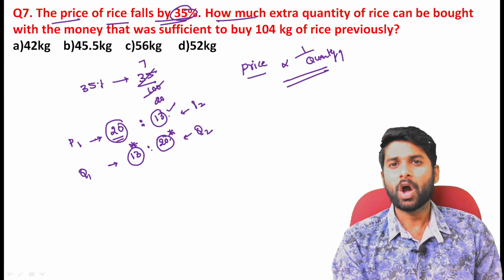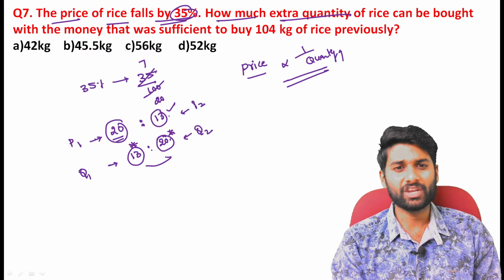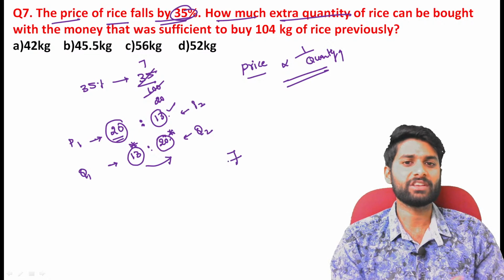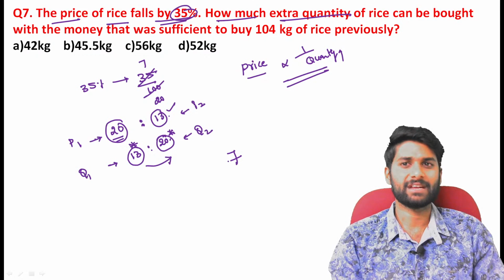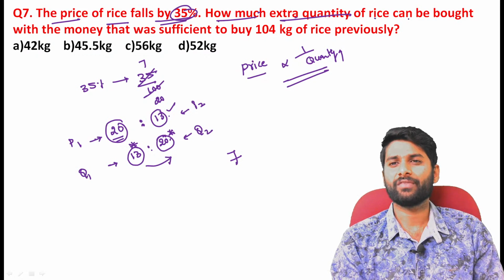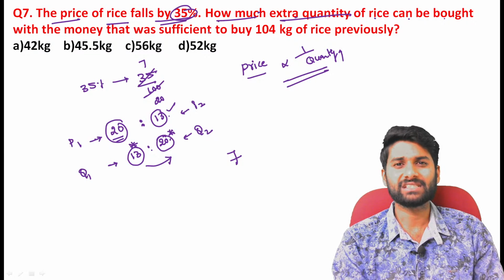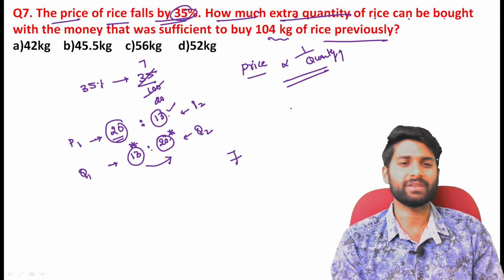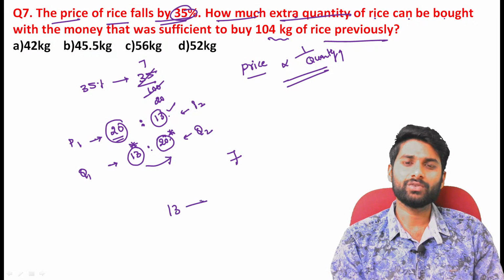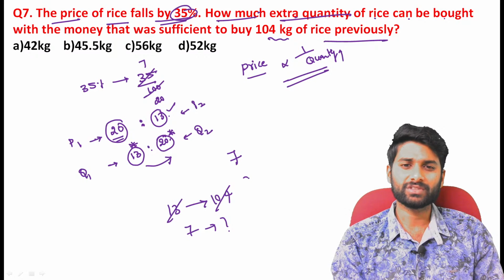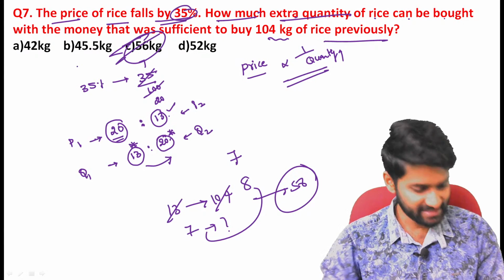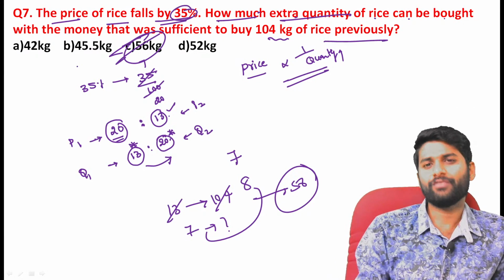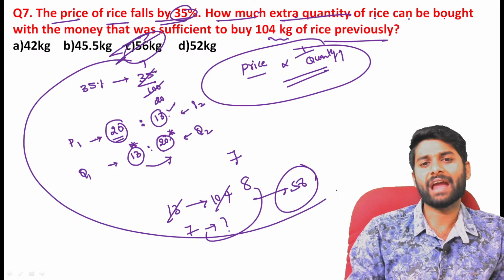Just read the information. How much extra quantity can you get because of the reduction of price? 7 quantities. So because of the reduction of price, I can buy 7 quantities extra. Now see, how much extra quantity of rice can be bought with the money that's sufficient to buy 104 kg of rice previously? So previously 13 units become 104, 7 units become how much? So 13 into 8, 7 eights are 56 kgs. They can get 56 kgs extra, guys. It's very good. If you know this particular conversion, now you can easily handle this question, guys.